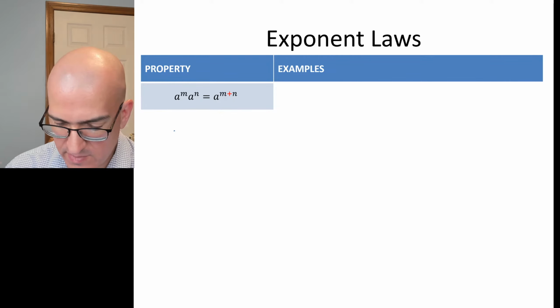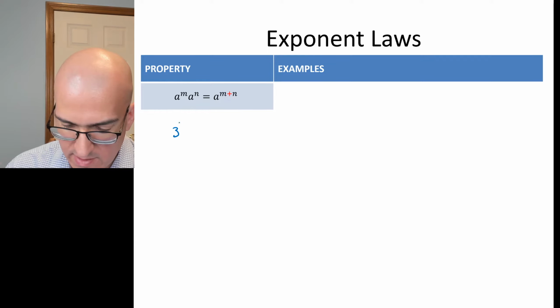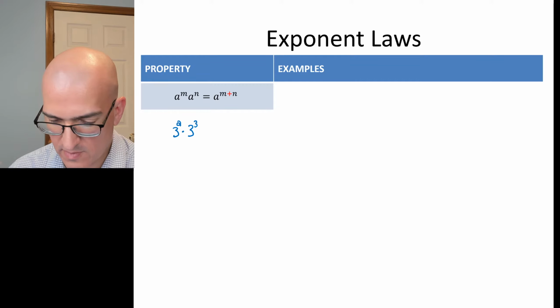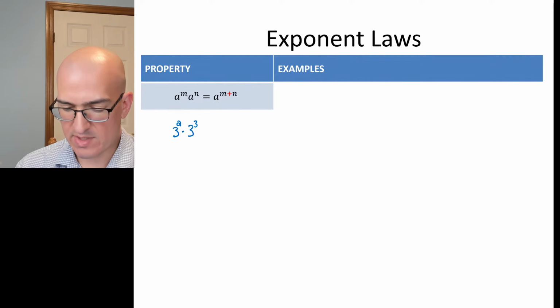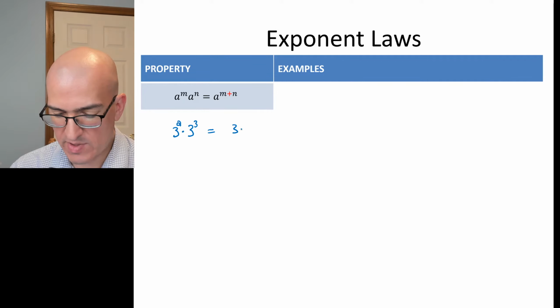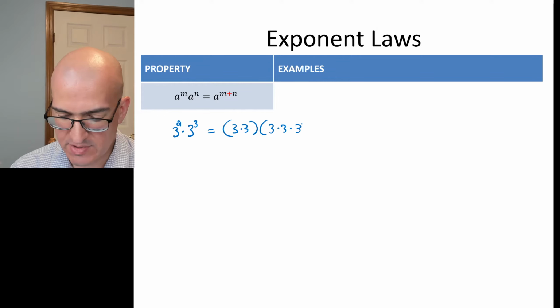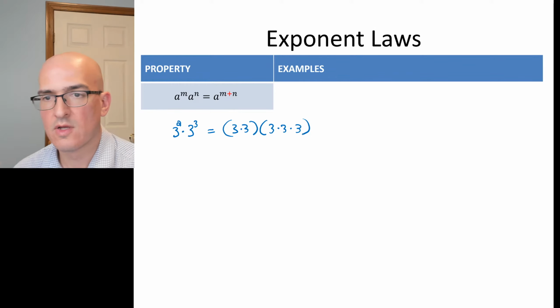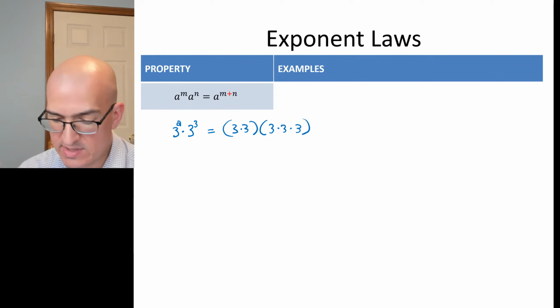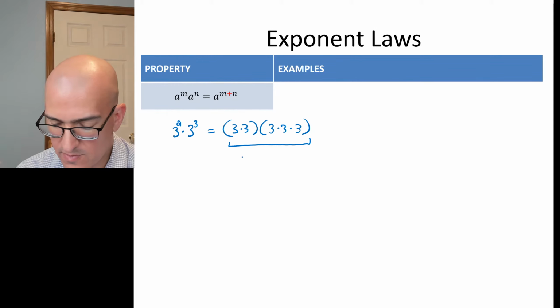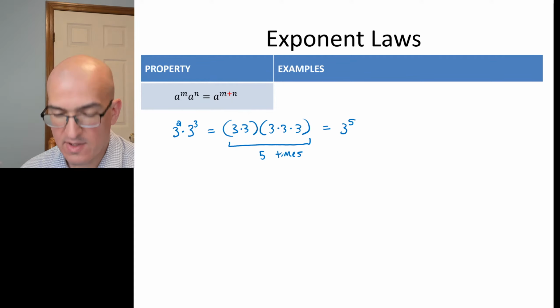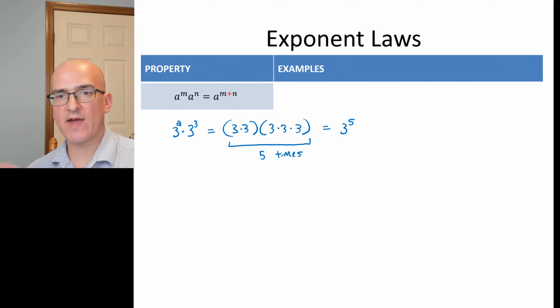Say we have 3 to the power of 2 multiplied by 3 to the power of 3. What does that mean? Well, that means we have 3 times 3, well that's the 3 squared, times 3 times 3 times 3. That's the 3 cubed. Now, how many times do we have 3 multiplied by itself? We have multiplied 5 times. So we could rewrite that as 3 to the power of 5. That's why the exponents add. It's just keeping track of how many do we have.